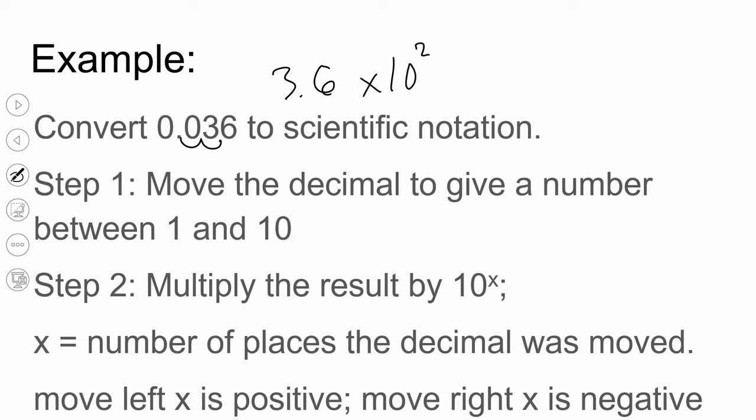Times 10 to the 2, and we are moving to the right. So this number is bigger. We need to put a negative here. So that if we type this in our calculator, we'll get back to this 0.036. Okay.